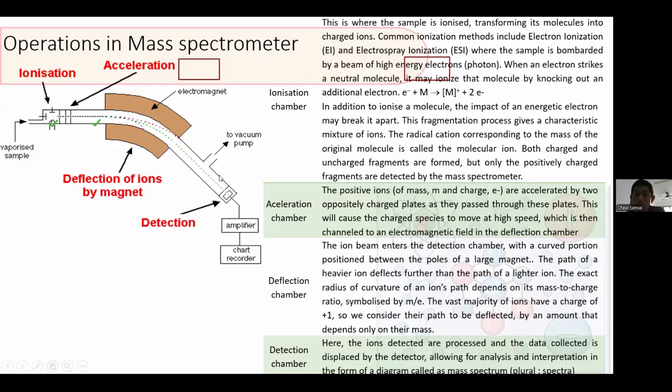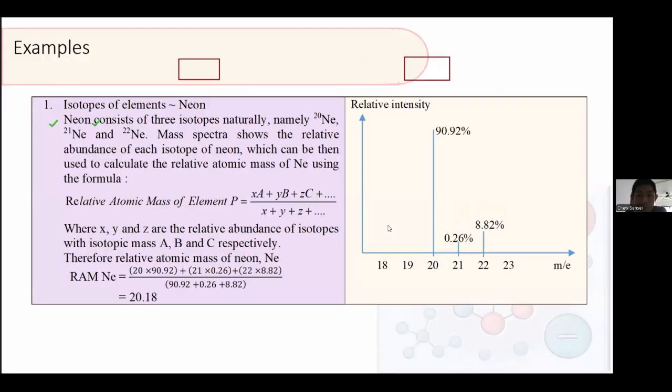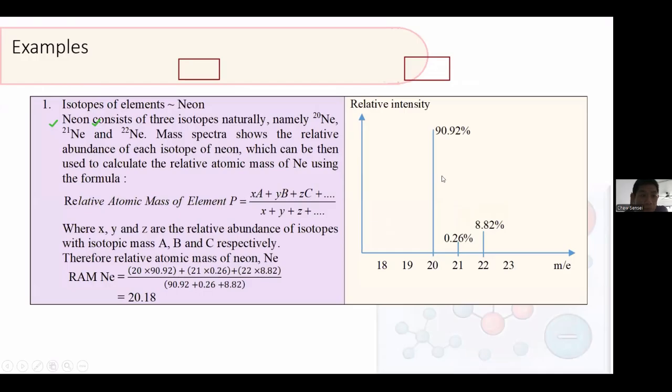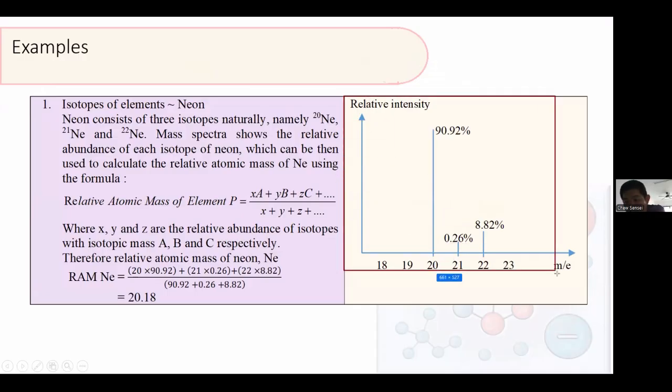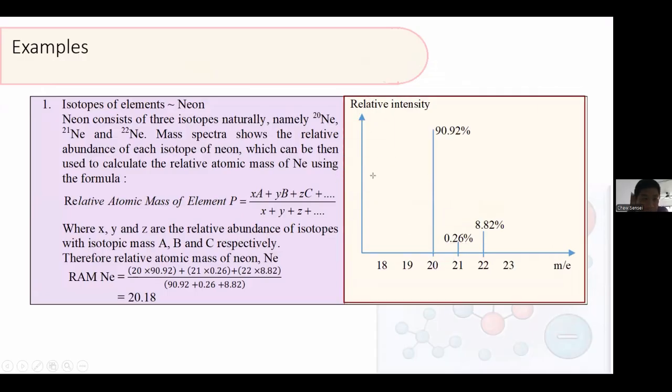Below, I'm going to show you multiple examples of the interpretations of the mass spectra. Ready? All right. So let's have a look at the most typical examples, which is made of the neons in here. Shown in the diagram here is the mass spectrum for the neon.